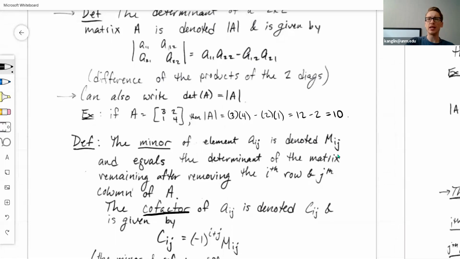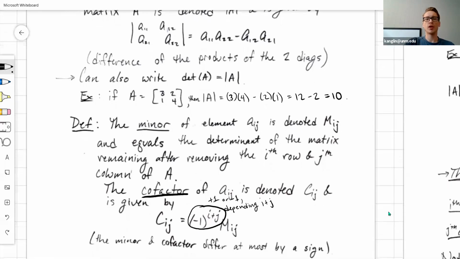All it is is this minor we already established, mij, but with -1 to the i plus j power attached to it. Notice, since it's -1 to some integer power, i, the row you're in, plus j, the column you're in, this is just -1 to some integer power. This number will always be positive 1 or -1. We just have to figure out which it is. Whether it's positive or negative depends on the sum i plus j, which depends on the row and column that we want the cofactor for.